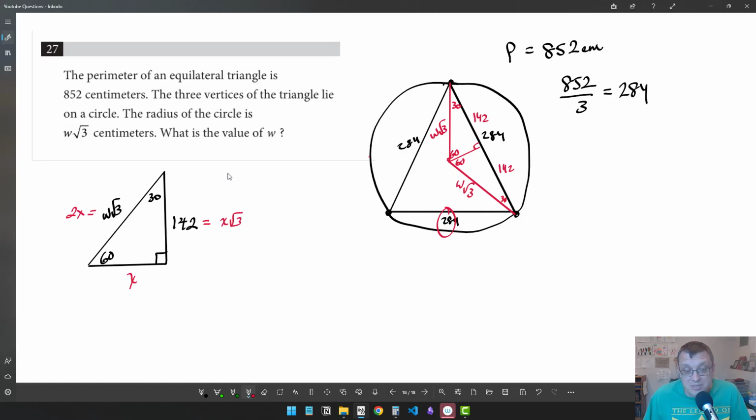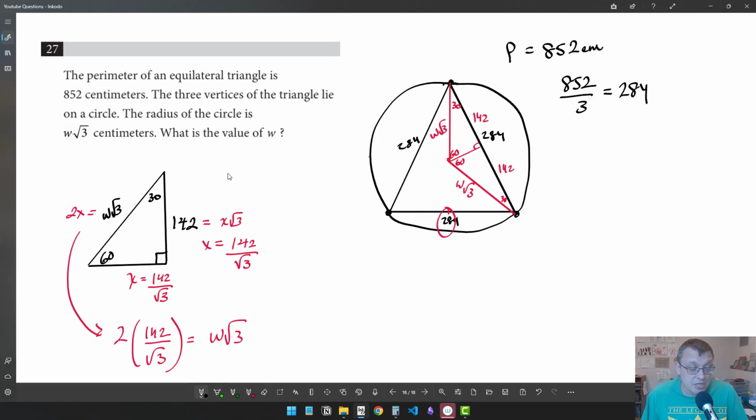If 142 is equal to x radical 3, if I solve this for x by dividing both sides by radical 3, I get x is 142 over radical 3. And for now, I'll just leave the denominator like this. It's not rationalized, but it's fine. The side across from the right angle, the hypotenuse, will be 2 times this x. So 2 times 142 over radical 3 is going to equal my w square root of 3. And now I have an equation I can use to find w.